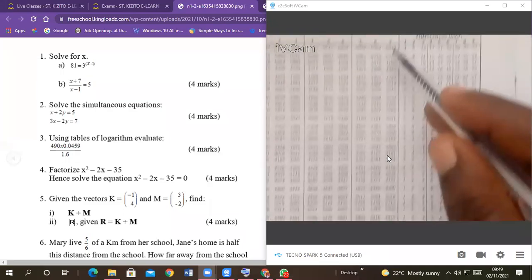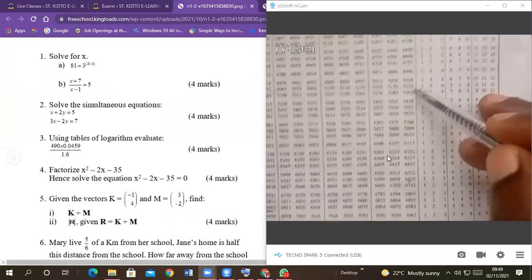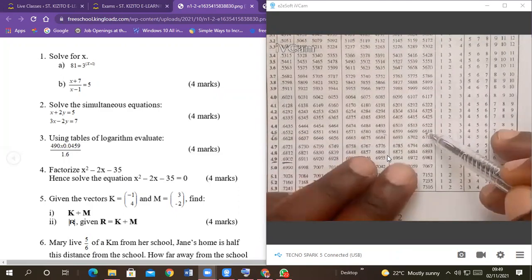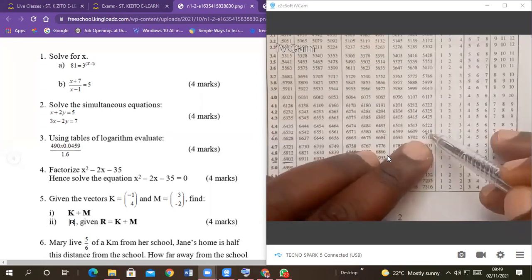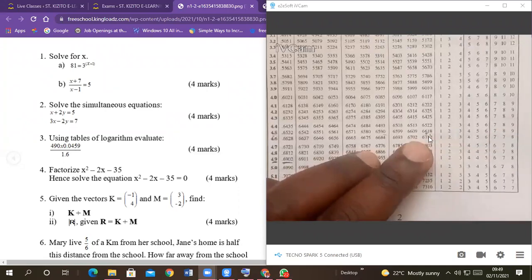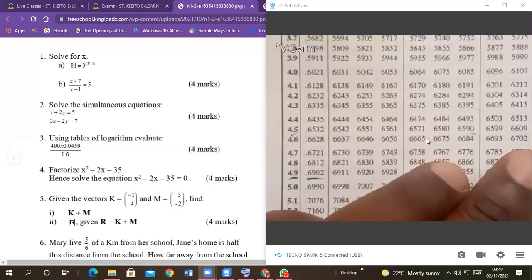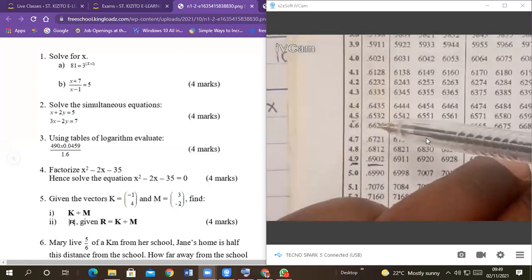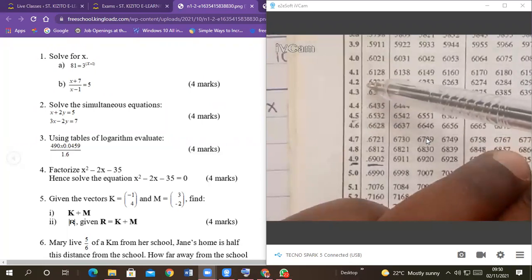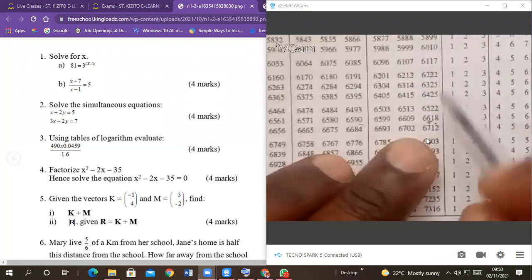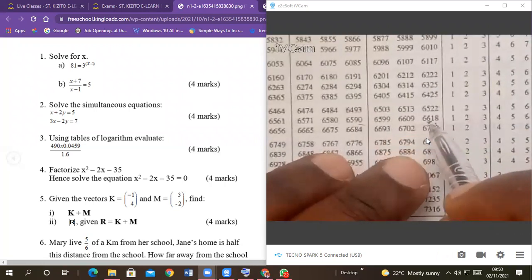So we move down until we reach where we have 4.5. So it is here, and this is 0.6618. You can see here, in the first column, they are showing you that normally these numbers have a point on them. I don't know whether you can see those dots there. It means that all these numbers are in the same way, they have a point on them. So this is also 0.6618.